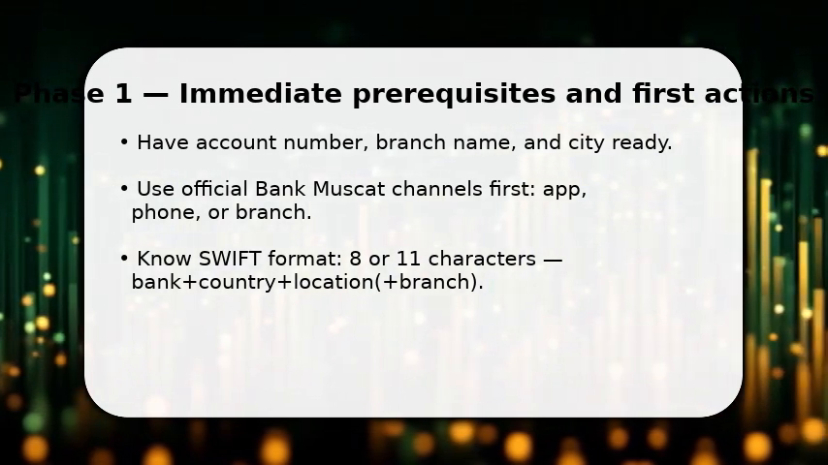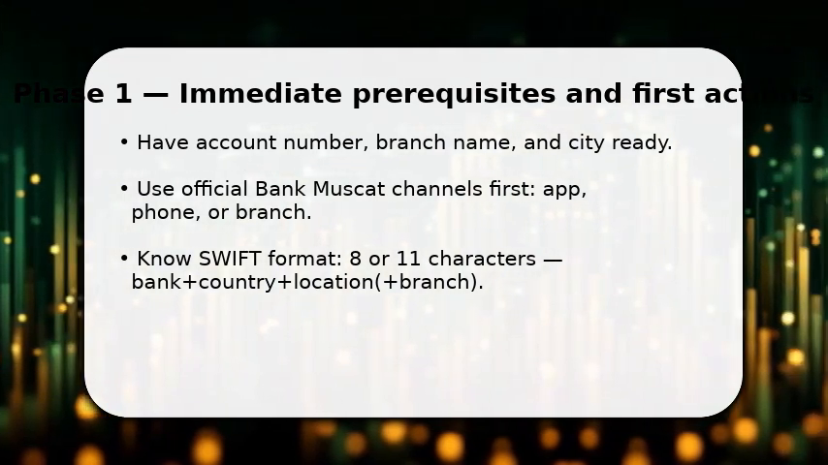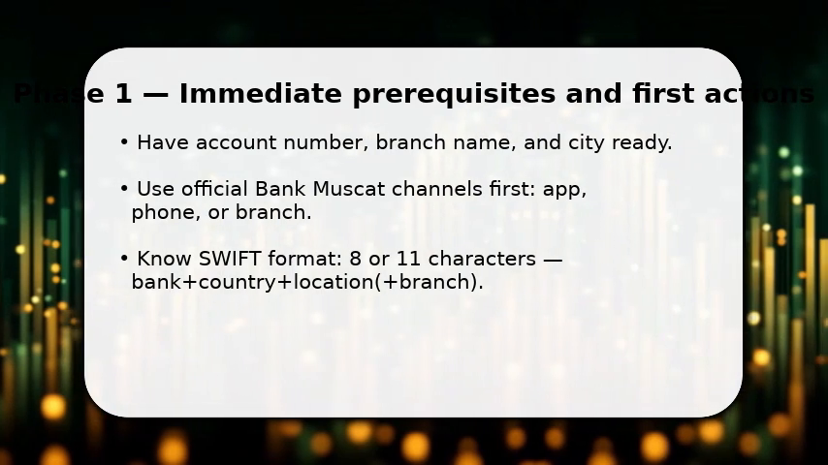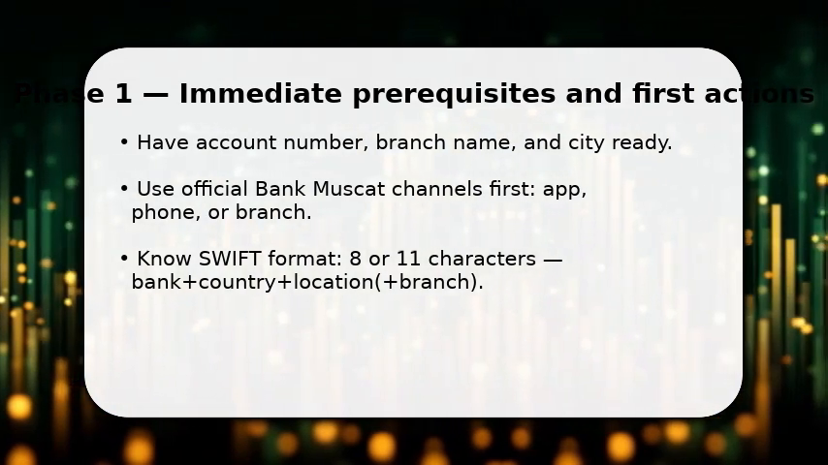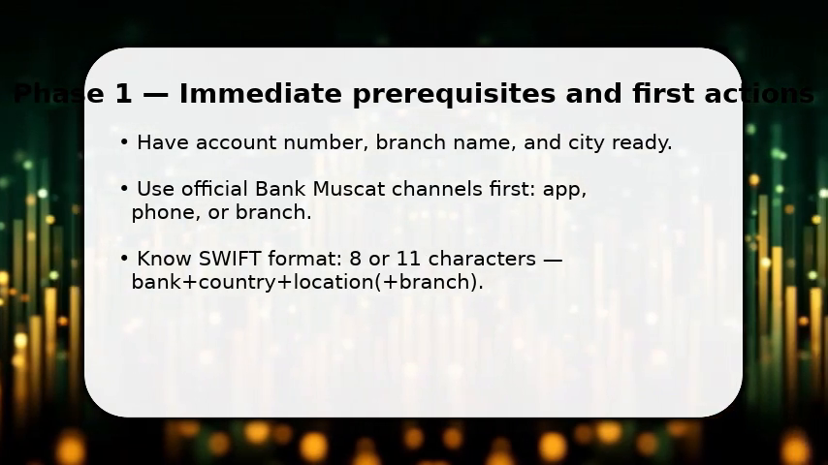Understand why format matters. 8 characters points to main office, 11 includes branch code, because entering the wrong one delays transfers. Once done, note the exact letters and case. SWIFT codes are case-insensitive, but typed accurately.